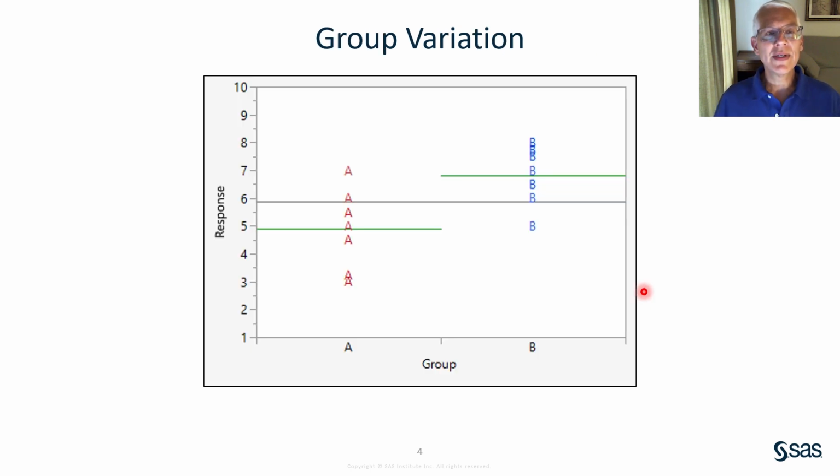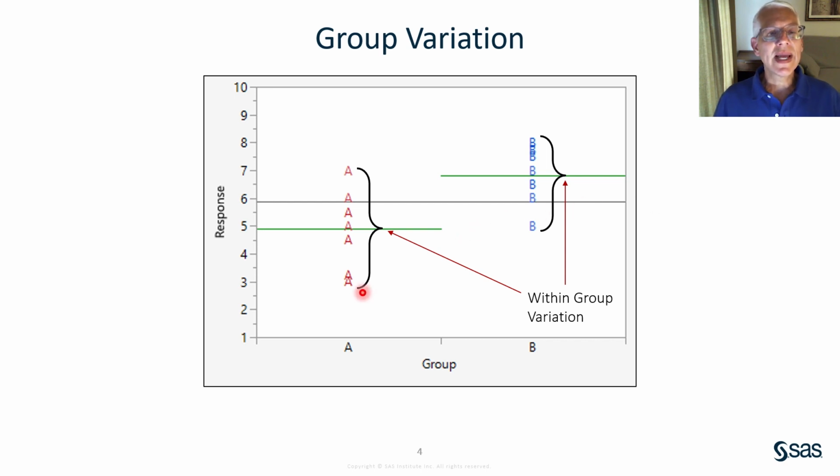So what is it that we want to do? We want to examine this group variability or group variation. You see I've got some different measurements here, some measurements from group A, and the green line here represents the average of group A. Then I've got measurements from group B, and here is the average of group B. And this black line down the middle is the overall average of all the data combined together.